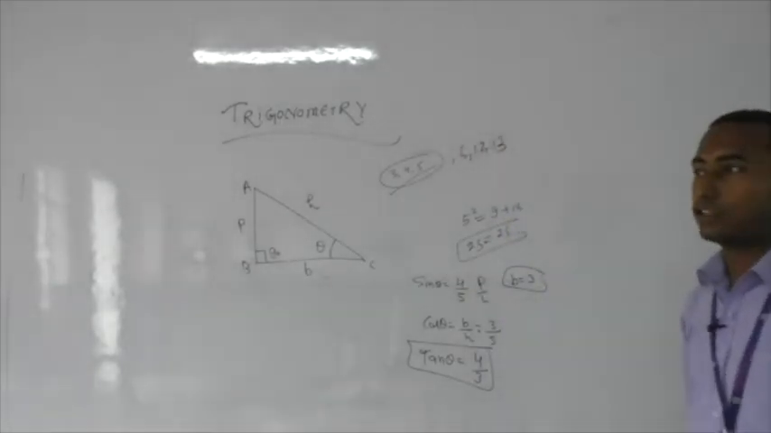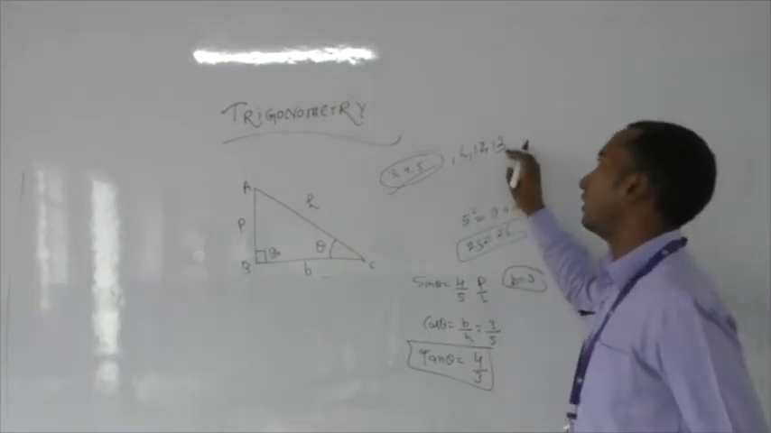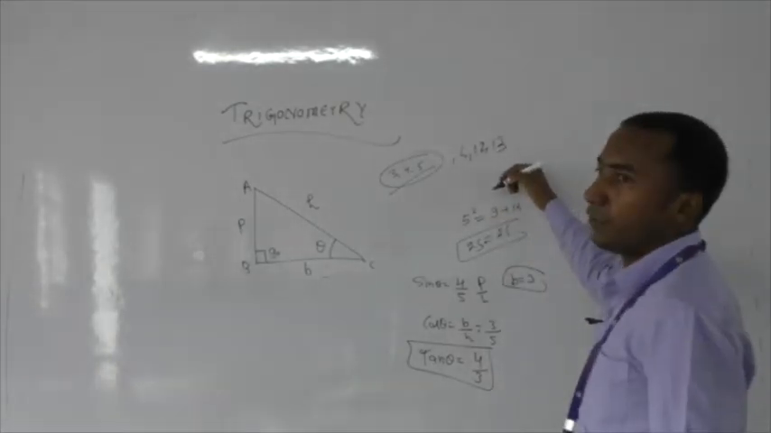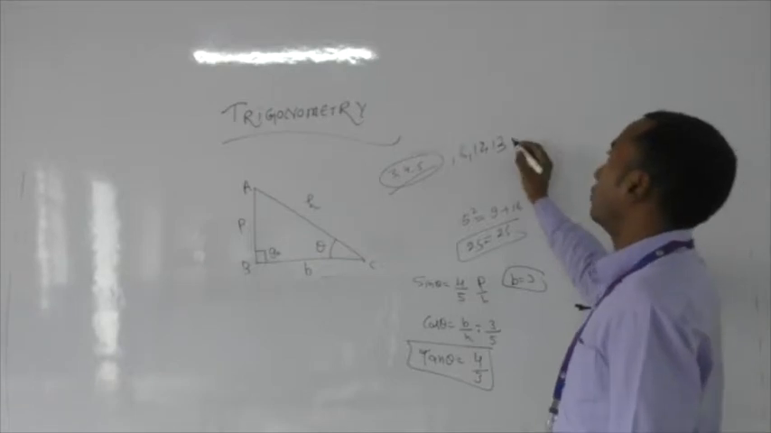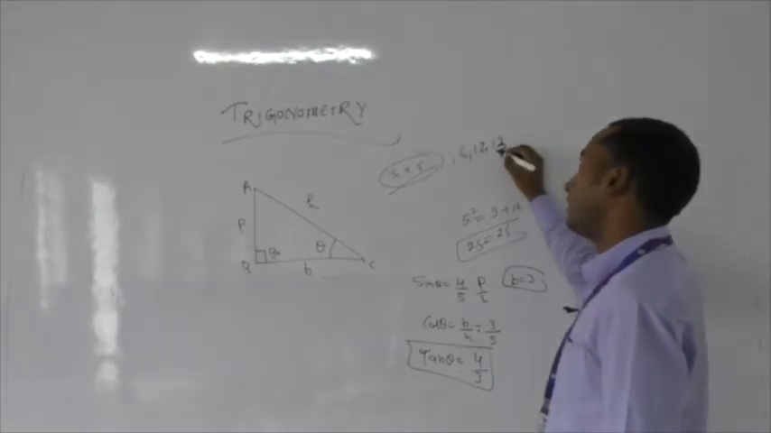This is the second Pythagorean triplet: 5, 12, 13. How do we know whether this forms a right-angled triangle or not? Which one is the largest side? 13 is the largest side.